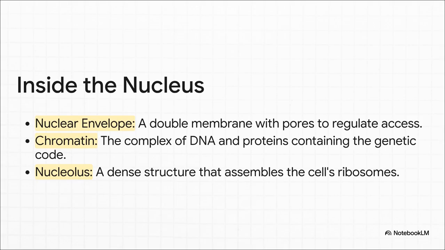So what's inside City Hall? Well, it's protected by a nuclear envelope, a double-walled fortress with thousands of nuclear pores that act like security checkpoints. The DNA itself is carefully packaged with proteins into a complex called chromatin. And then you have the nucleolus. It's not really an organelle, but more like a factory inside the command center that builds ribosomes, the very protein-making machines that will then go out into the city. How cool is that? The command center builds its own factory workers.